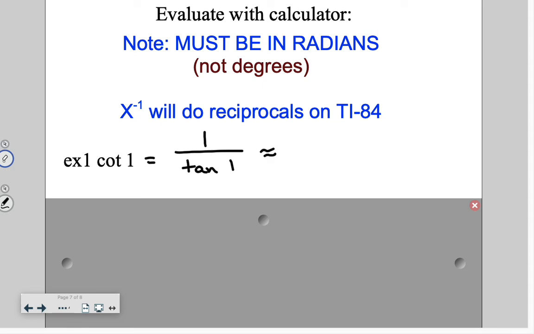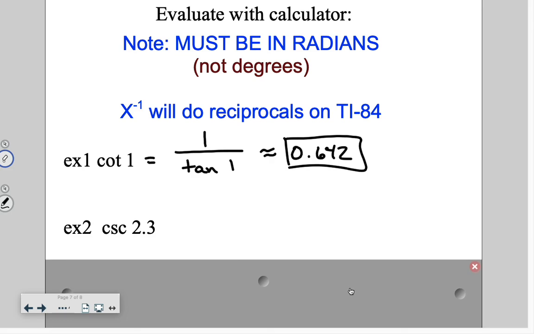Let me give you another one. Another one to type in. What did I say that was? 0.642? Yes. All right. Thank you. And how about this one? Cosecant of 2.3 radians. Cosecant.